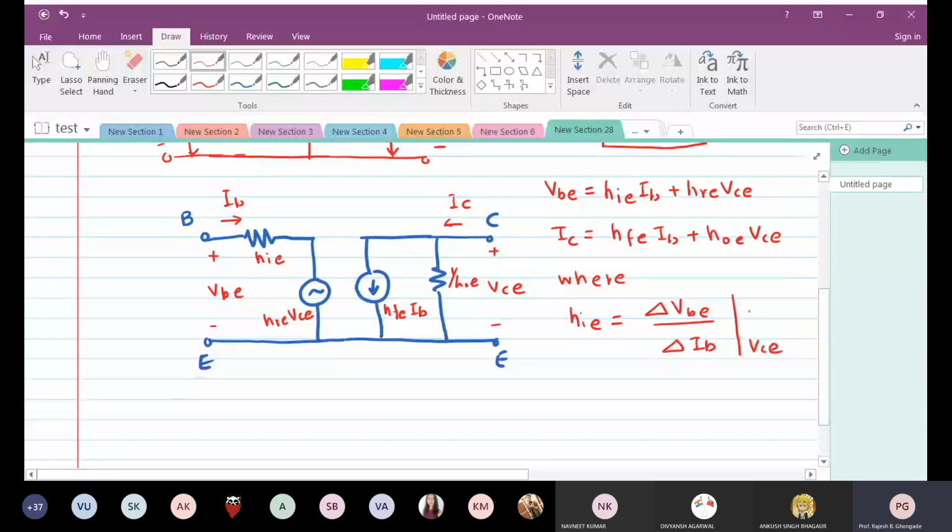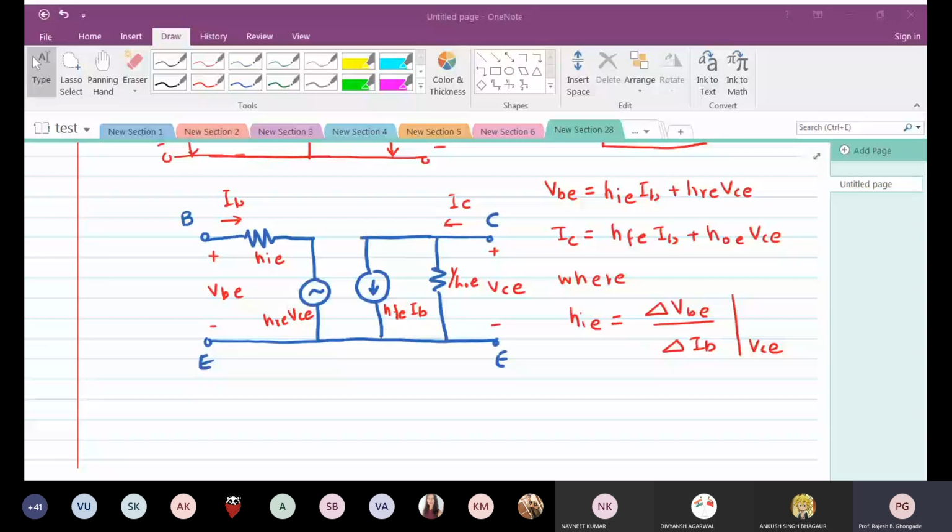Now you'll be surprised, maybe for the first time, if you look at such an equation, why we are having this kind of definition. So basically, when I talk about HIE, HRE, HFE. Mute your microphones, please.